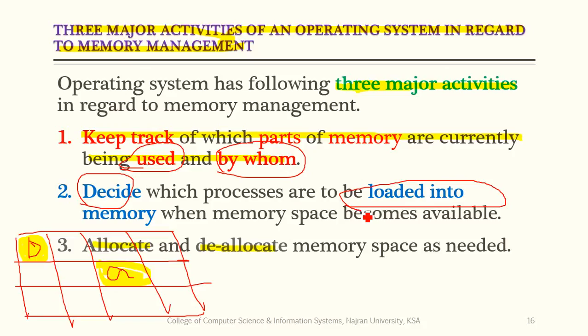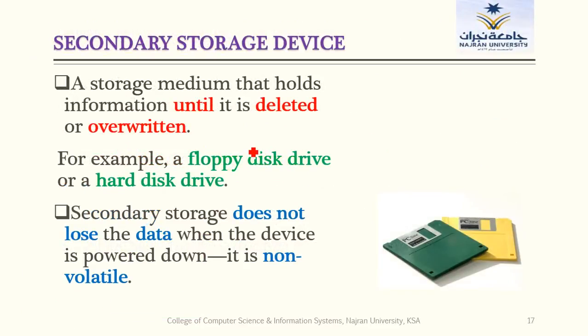Maybe we have 10 processes in a queue, but we have to decide how much memory we have and how many processes we can load. Maybe only one process. So from those 10 processes we need to decide which process we need to load. And third thing, to allocate and deallocate memory space whenever it is needed. Okay. So these are the three main things.